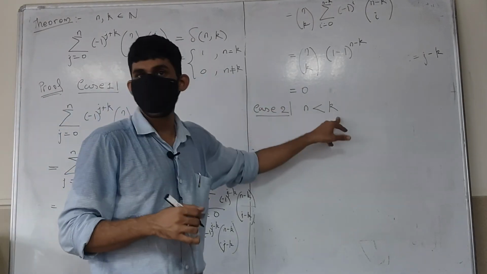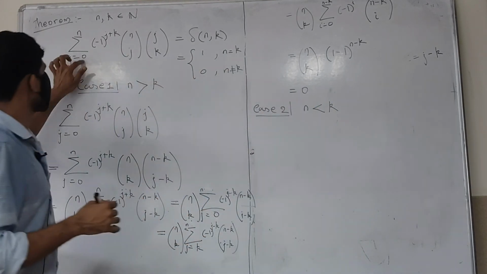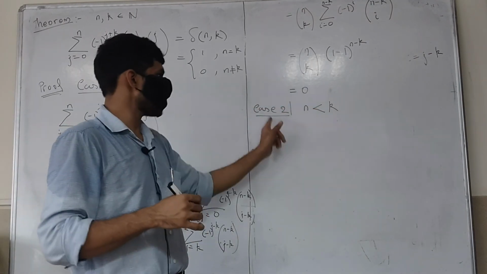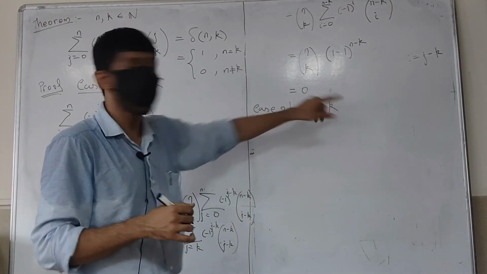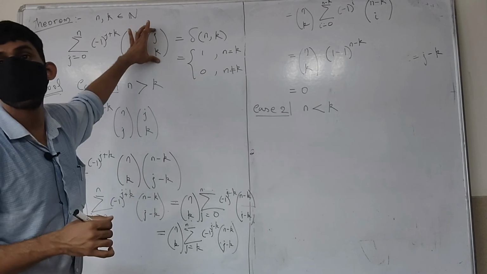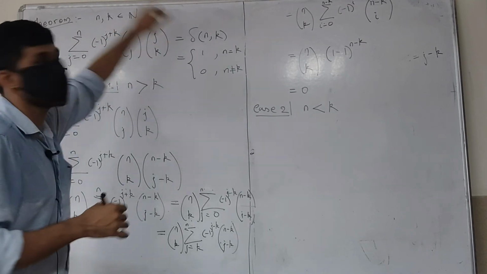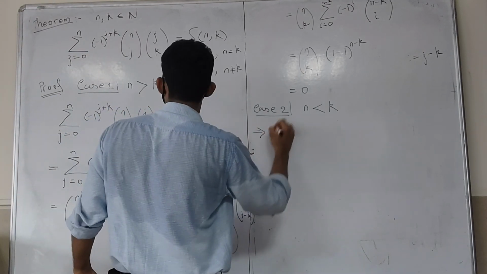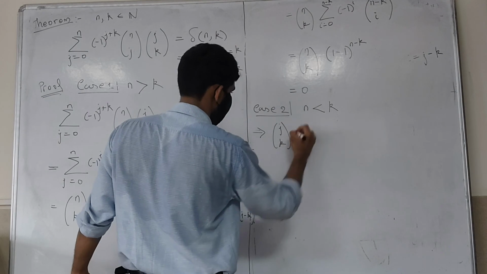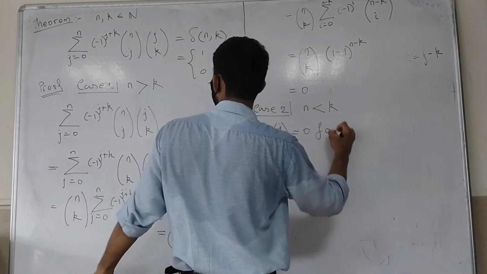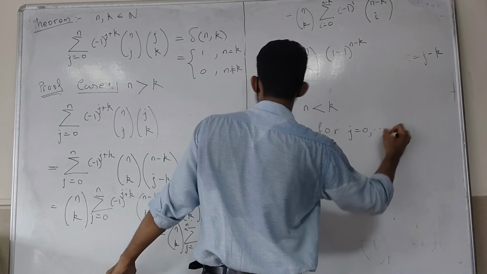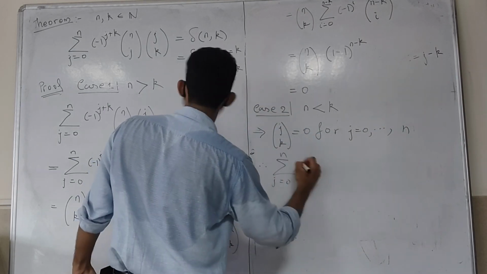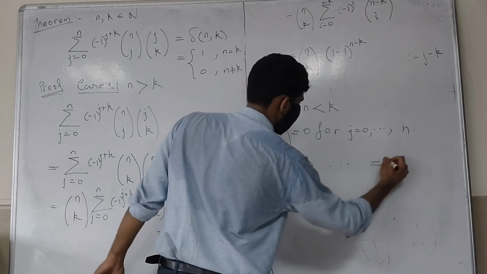If n is strictly less than k, j goes from 0 to n, right? So j is less than n. n is less than k, j is less than n, so j is less than k, right? Since j is less than k, this term will anyway always be 0, which means that this is 0. That's the easy case. So this will mean that the term is 0 for j equals 0 up to n, and therefore the summation j going from 0 to n, whatever is here, is nothing but 0.